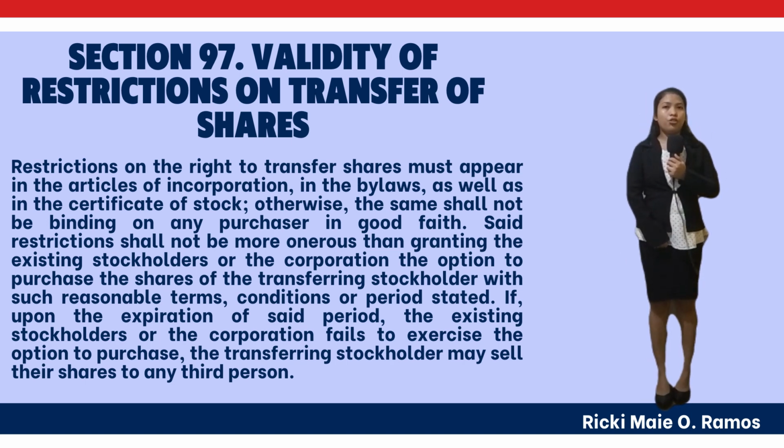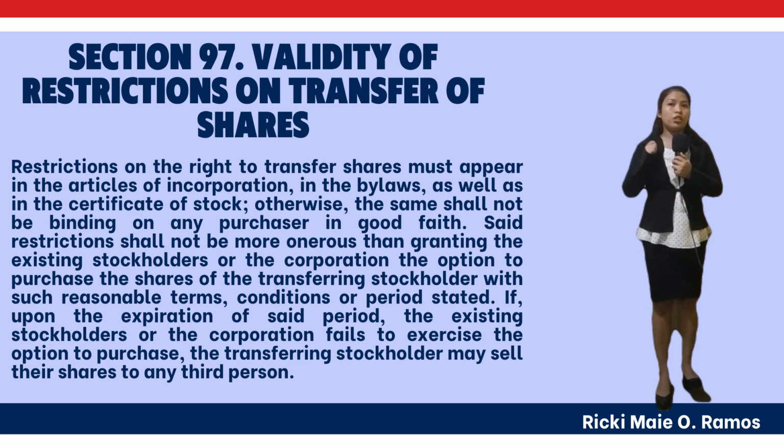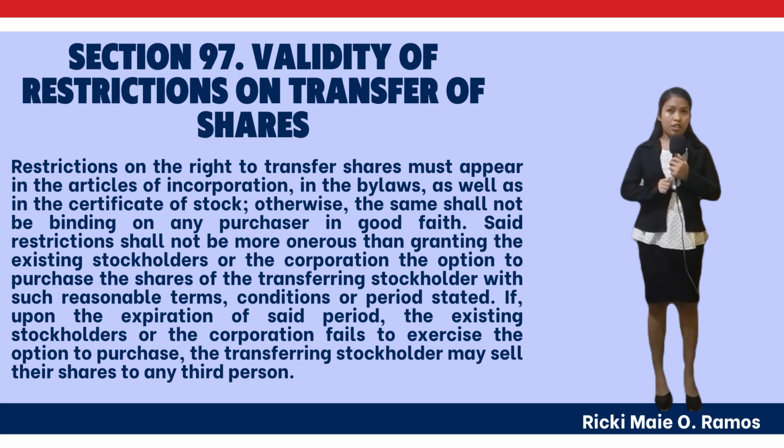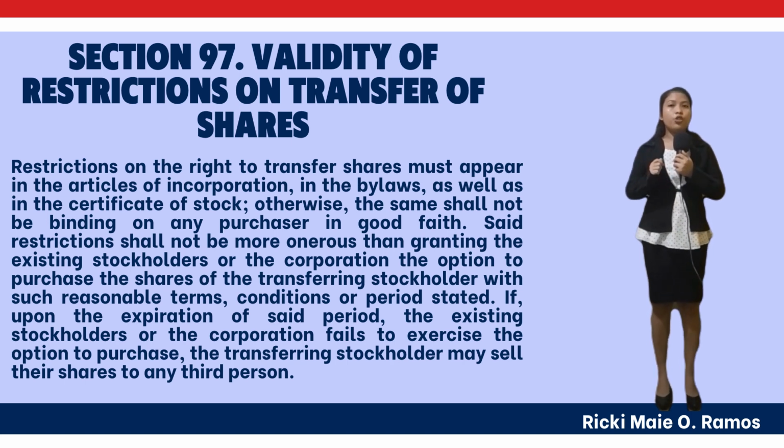Section 97, Validity of restrictions on transfer of shares. This section imposes two conditions for the validity of restrictions on the right to transfer shares. First, the restriction on transfer of shares should be indicated in the articles of incorporation, stock certificates, and bylaws. Otherwise, it is not binding on any purchaser in good faith. Second, the restriction shall not be more onerous than granting the existing stockholders or the corporation the option to purchase the shares of the transferring stockholder with such reasonable terms, conditions, or period stated.